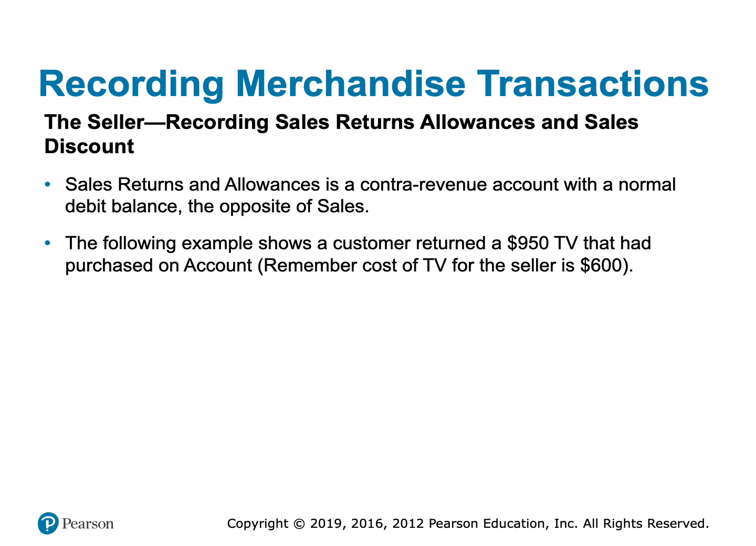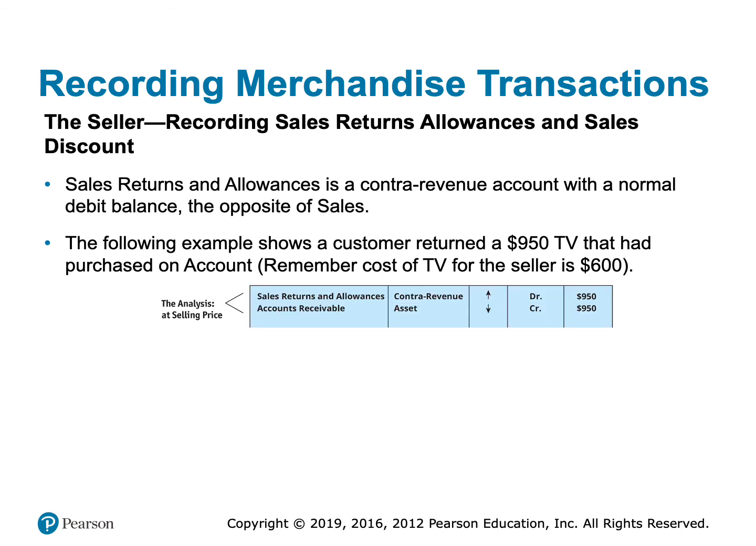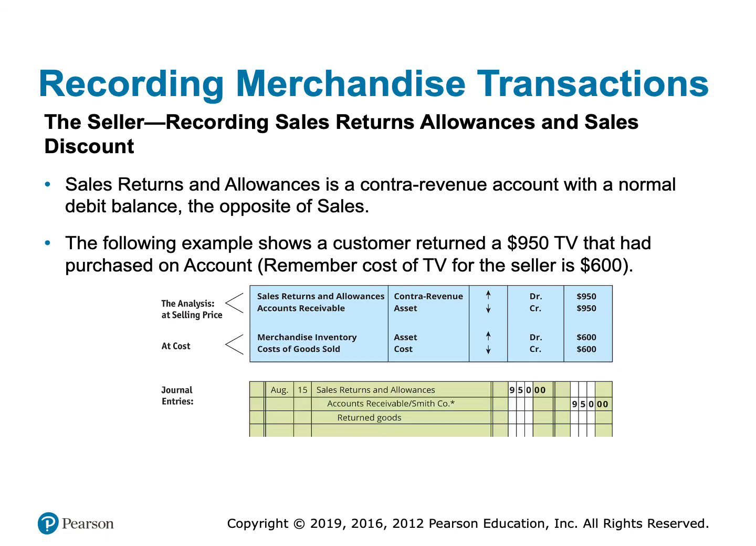So here in this example, we're told a customer returned a TV that had a $950 selling price. It was purchased on account, which means accounts receivable. And remember, the cost of the TV is $600. Since we did two entries when we sold it, we have to do two entries when there's a return. The first entry is to record the sales return. So we'll debit that contra revenue account, sales returns and allowances, and then credit accounts receivable to reduce how much the customer owes me. Now I've reduced how much the customer owes me.